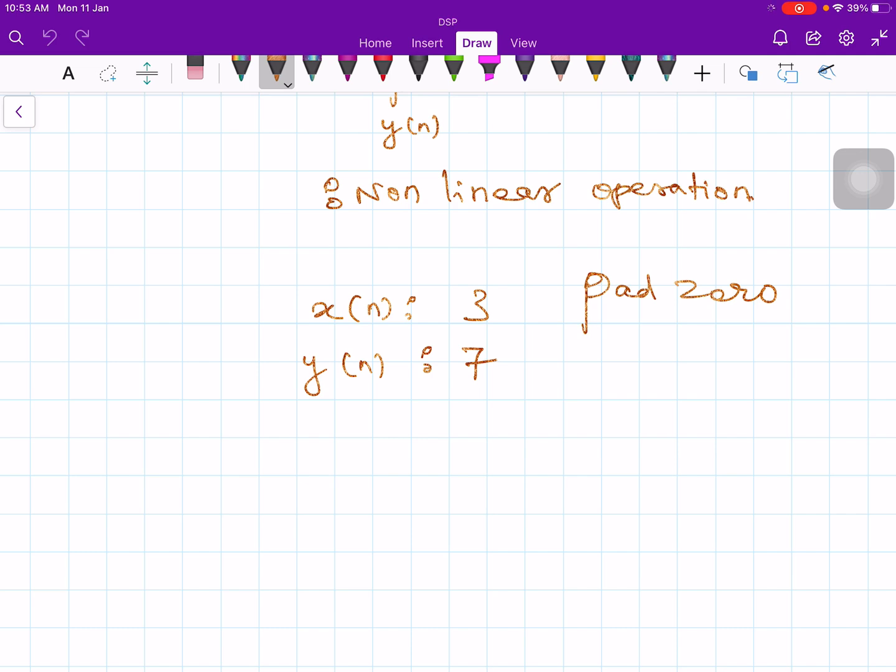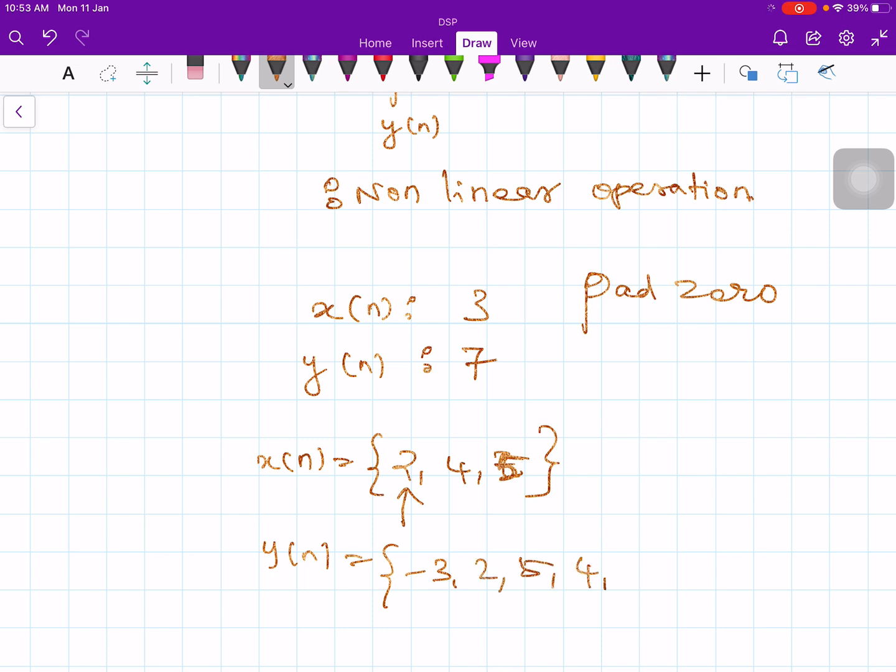For example, let's say x of n is equal to 2, 4, 7, 2, 4, 5 like this, and y of n is equal to -3, 2, 5, 4, 3, 2 like this.